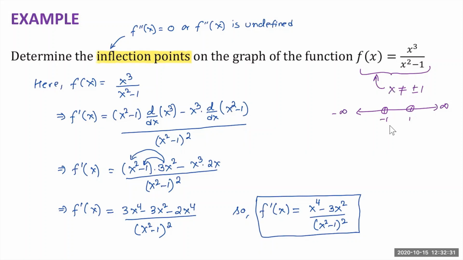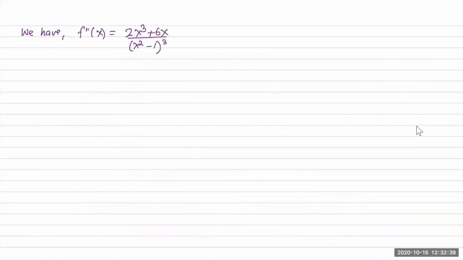So if we are getting -1 and +1 as the critical points, these are not the critical points. That is something to note. Now, if we look at the second derivative, this is my second derivative. In order to find the inflection points, we have to check where the second derivative is 0.